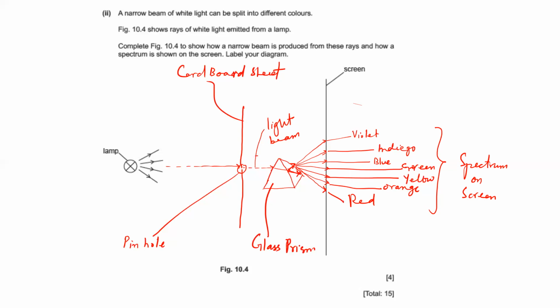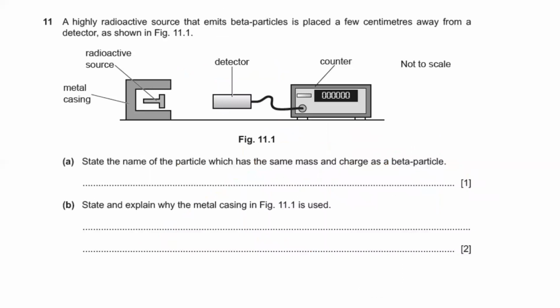Then, moving ahead, question number 11. It says a highly radioactive source emits beta particles and is placed a few centimeters away from a detector as shown. State the name of the particle that has the same mass and charge as a beta particle. So remember, beta particle is 0, minus 1. So again, this is equal to an electron.